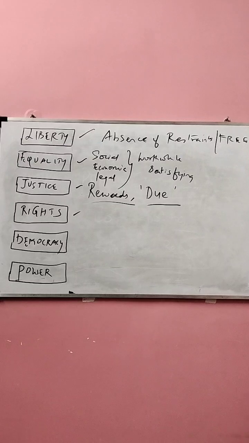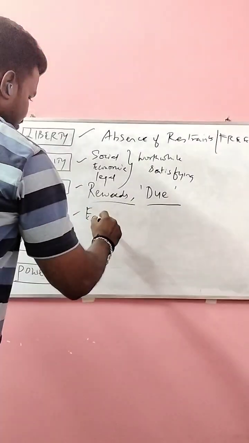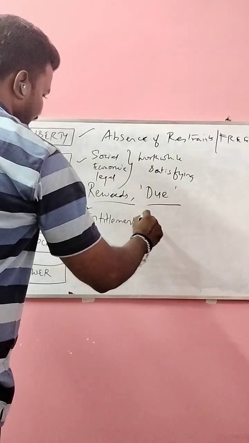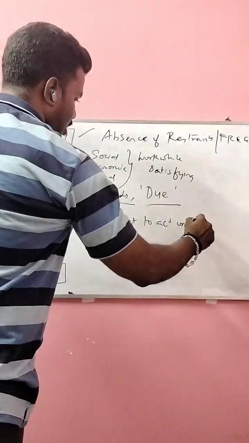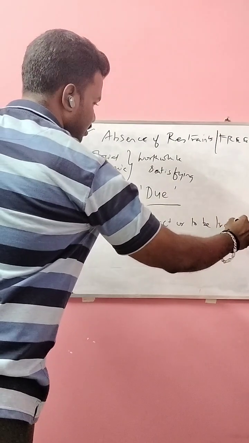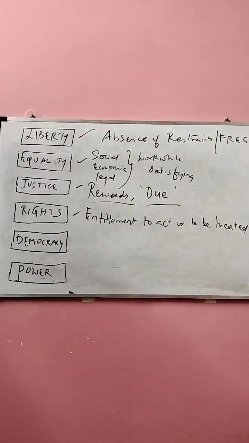But in the modern period, rights as a concept is seen in the positive sense. In the modern period, rights are seen as the entitlement to act or to be treated in a particular manner. This is called rights. You are a citizen of India. You are entitled to move freely throughout India. What is this? This is the entitlement to act. Is it not? Entitlement to act.